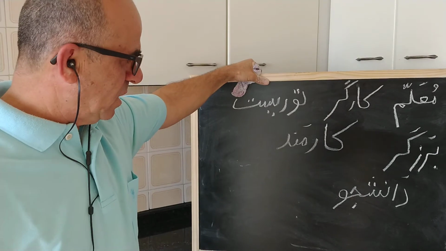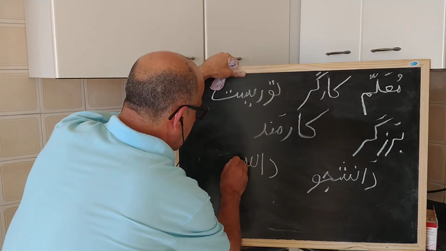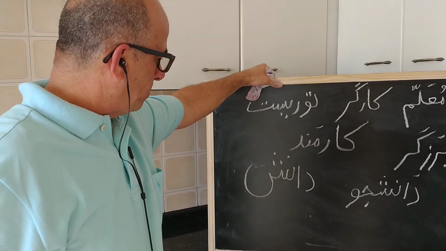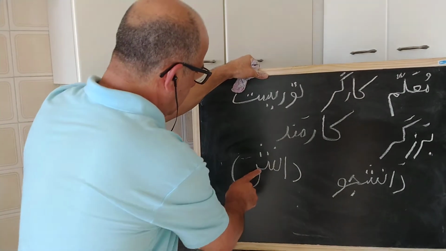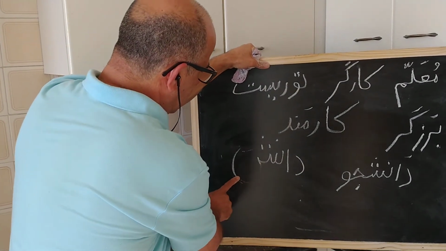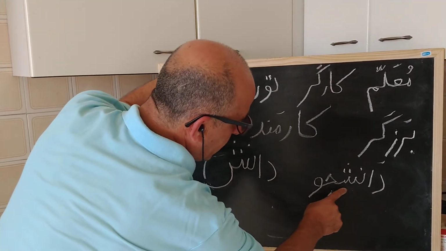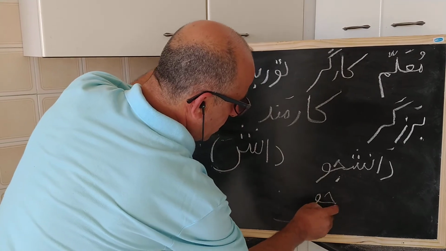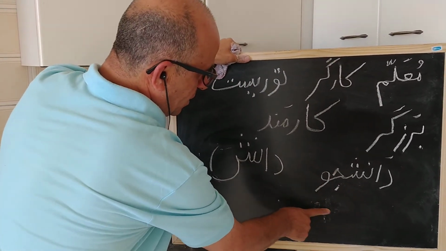This is Danesh. This is Danesh, which is knowledge, science. Okay? Danesh. Ju. This is university student. Okay? Daneshju.